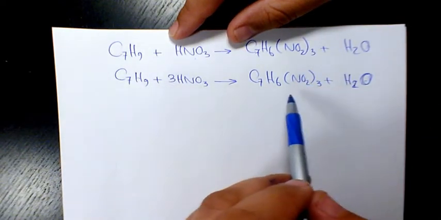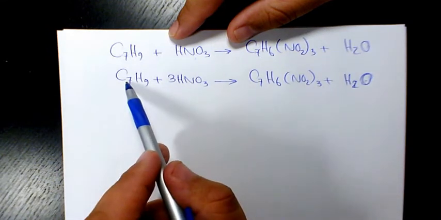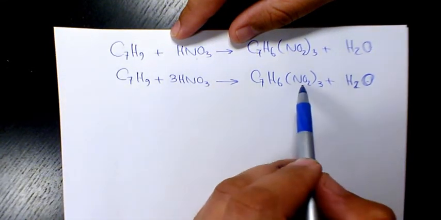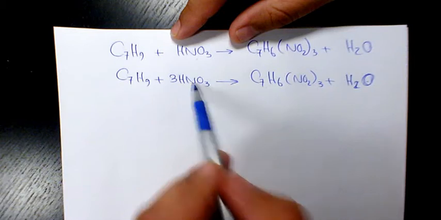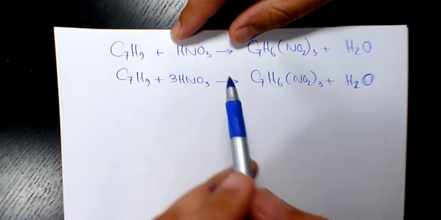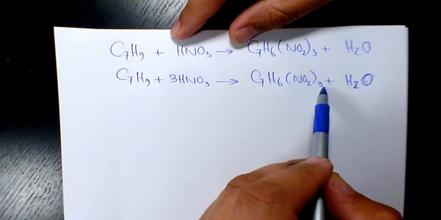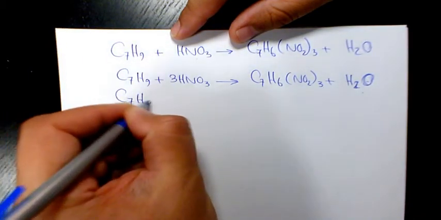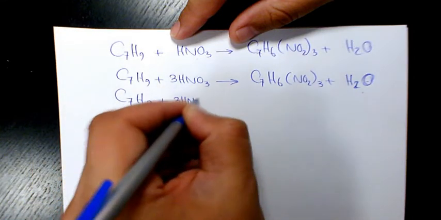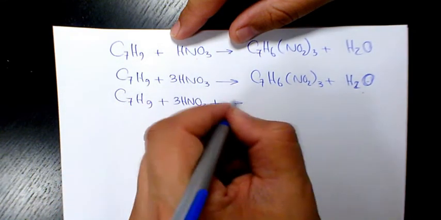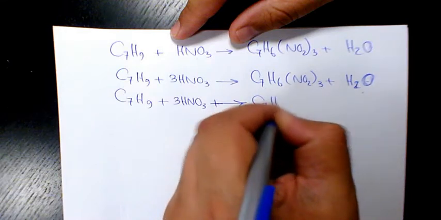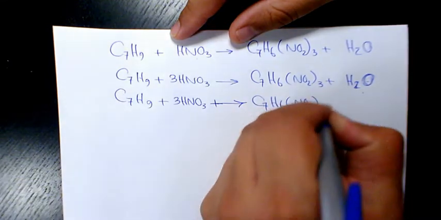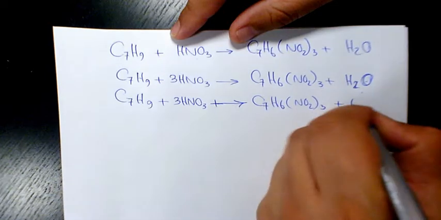So what else? We have 7 carbon, 7 carbon, 3 nitrogen, 3 nitrogen. Oxygen, we have 3 times 3, 9. We have 2 times 3, 6. We need to place 3 in here. So C7H9 plus 3HNO3 gives us C7H6(NO2)3 plus 6H2O.